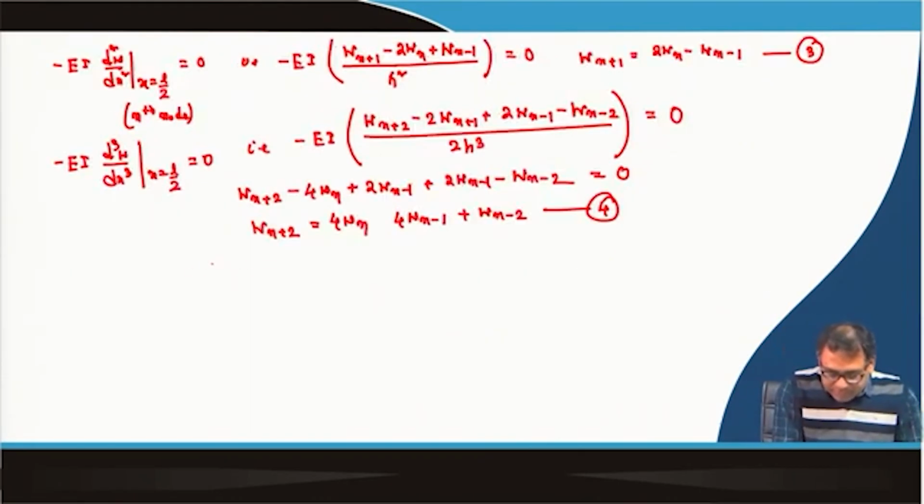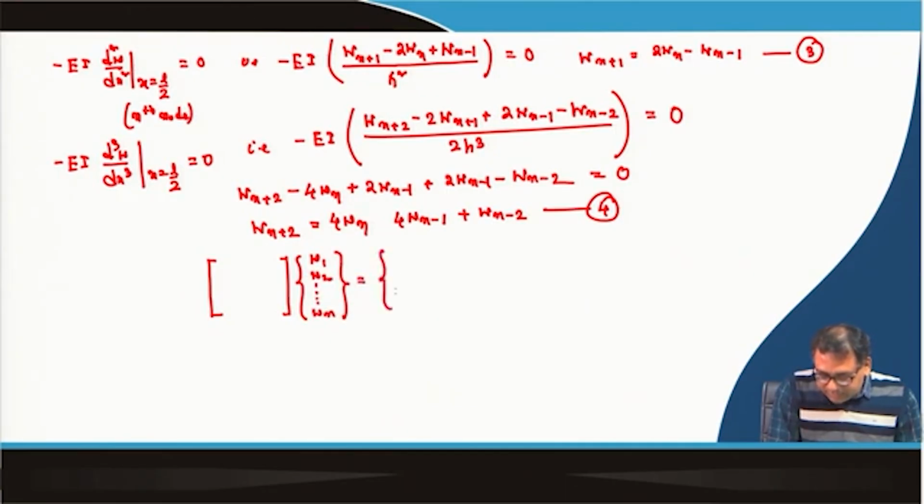So, you have the n number of equations, and then you put them in a matrix, and this is your W 1, W 2 to W n, and then you have Q I to Q I. So, this is your A matrix, or this is called the stiffness matrix.